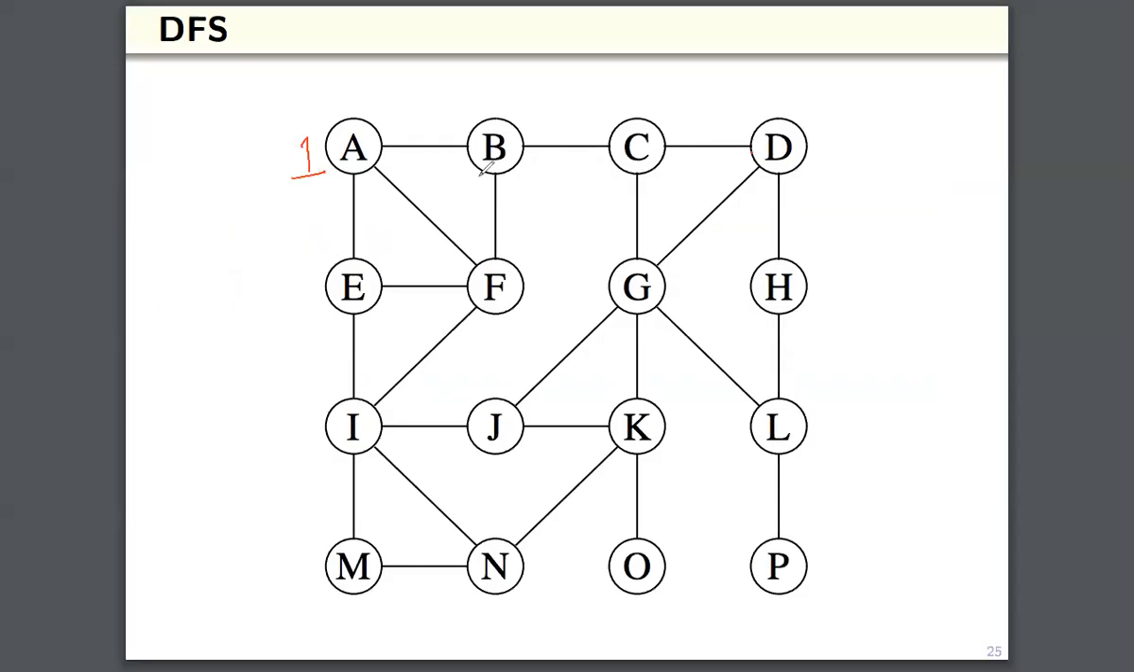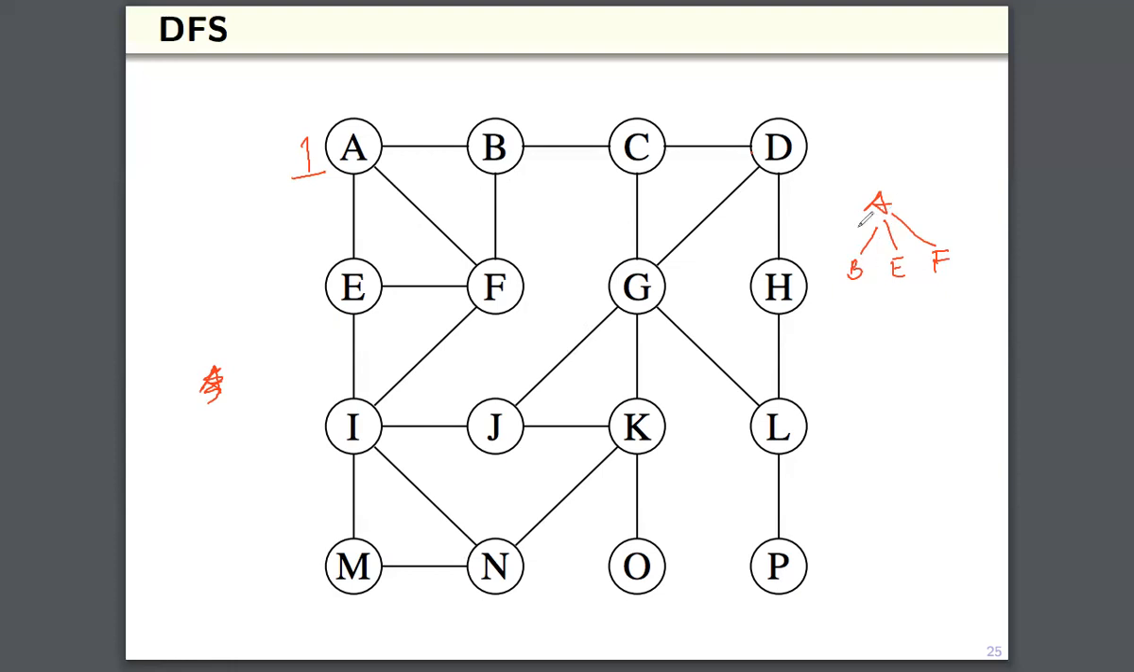Now, in a loop, what are the neighbors of A? B is a neighbor of A. F is a neighbor of A. E is a neighbor of A. We will go in the sorted, alphabetical order. So for A, the neighbors are B, E, F. We'll go in the alphabetical order only, right? B, E, F.